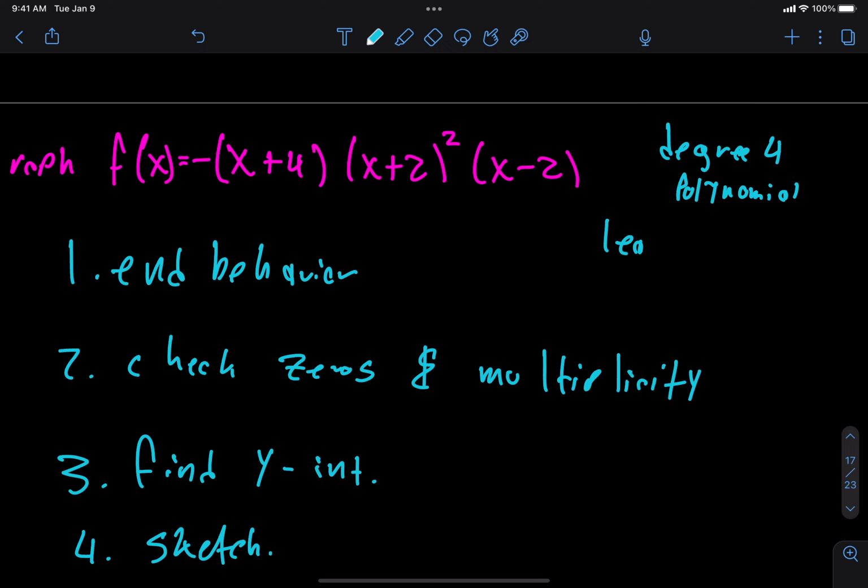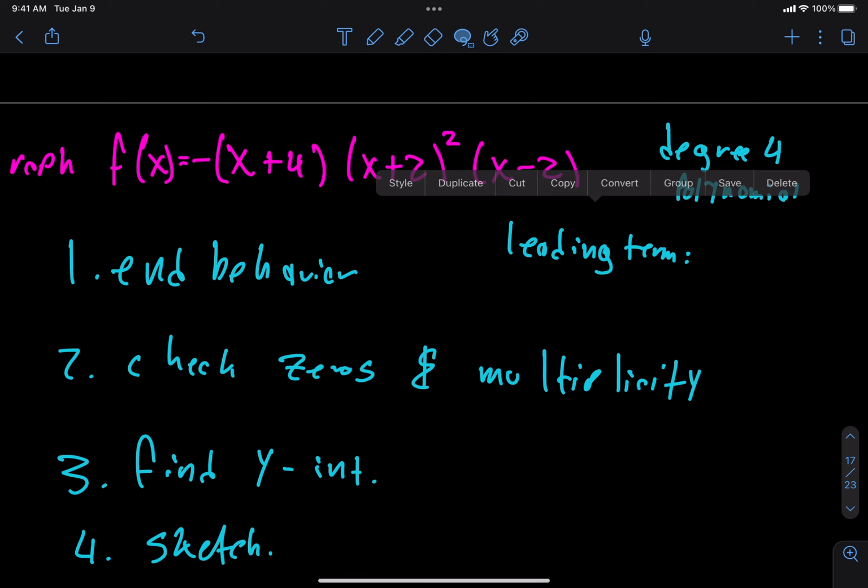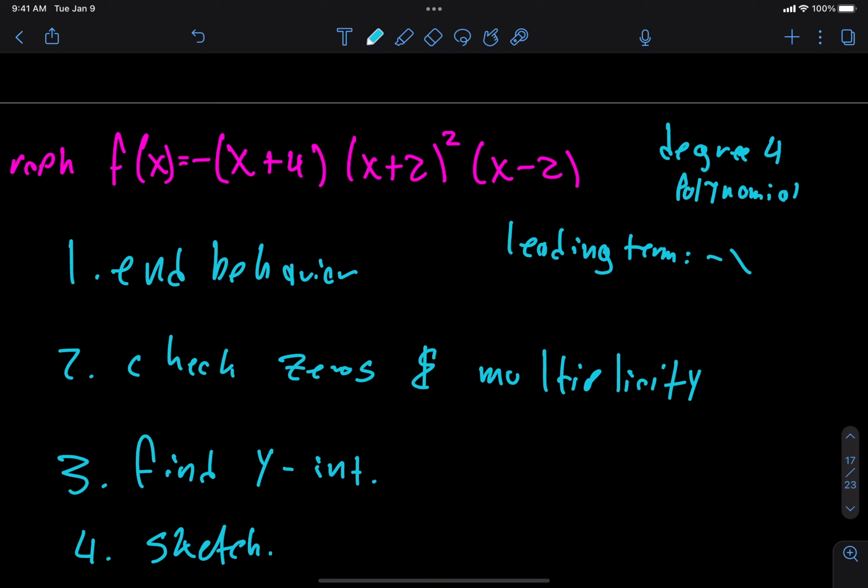And what would the leading term be if I were to FOIL all this out? The leading term is the largest power of x and its coefficient. What should it be? Yeah, negative x to the 4th power, right? Why negative? Because I have a negative sign here. So I'd FOIL this with this, right? And I would get x to the 4th, and then I would make it negative because there's a minus sign there. Okay? So the leading term is negative x to the 4th.